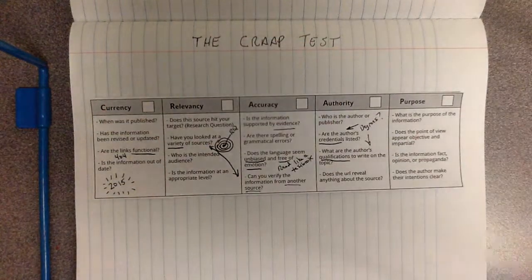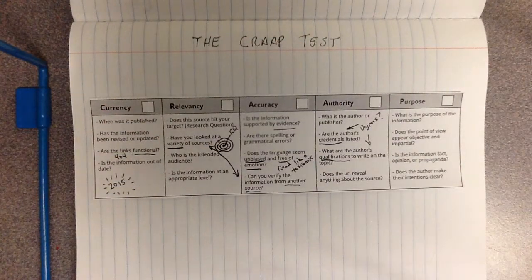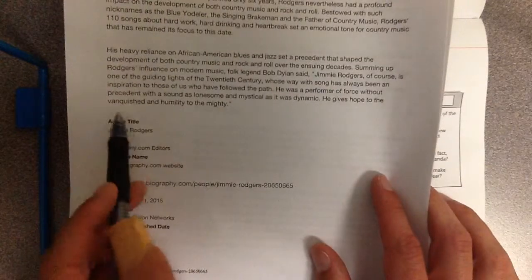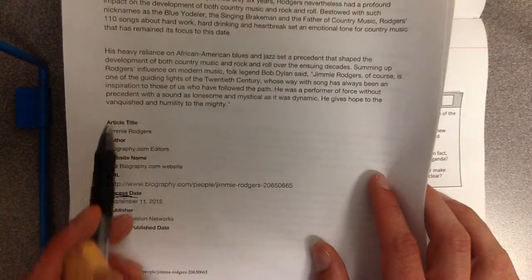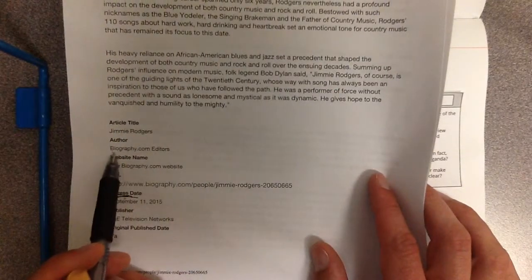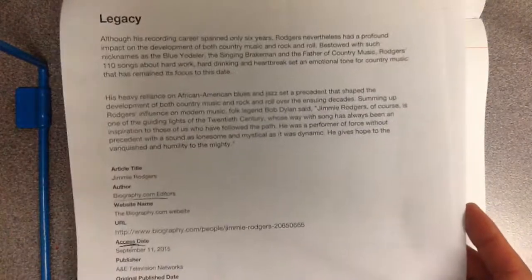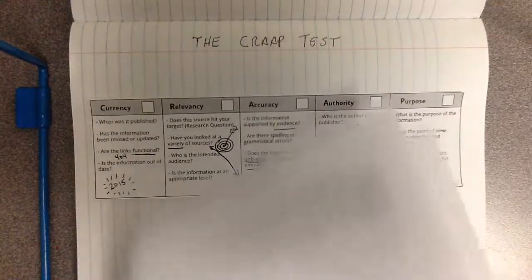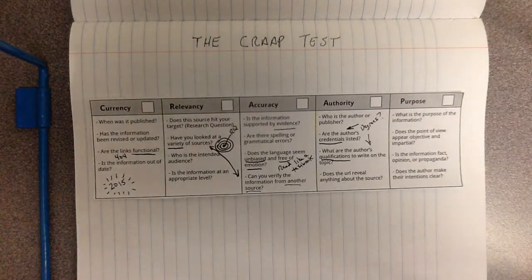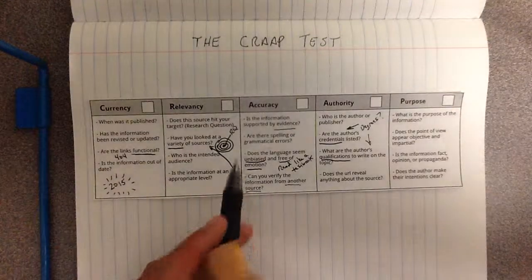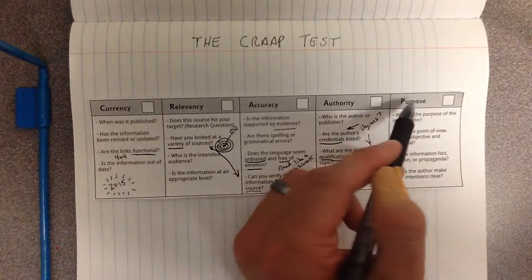This may mean that you'll have to do some digging whenever you get to a source. This is going back to this Jimmy Rogers article that we kind of talked about a little bit ago. If you look for authors, well, biography.com editors is the author. Well, that could be good or that could be bad. That probably isn't the best, but it means at least biography.com trusts them enough to employ them, and so that would be something.